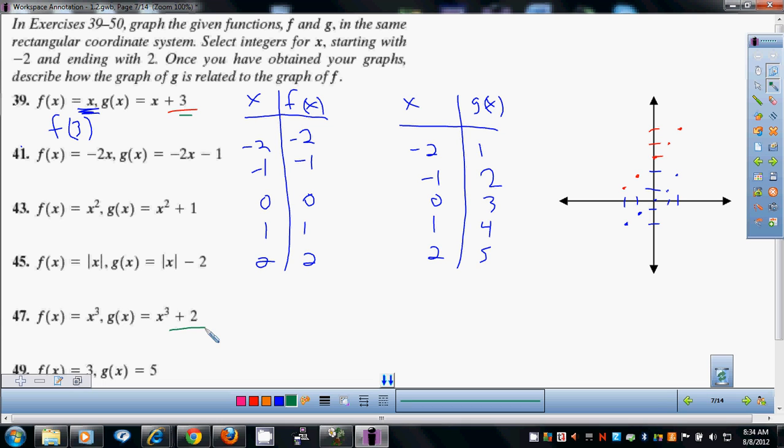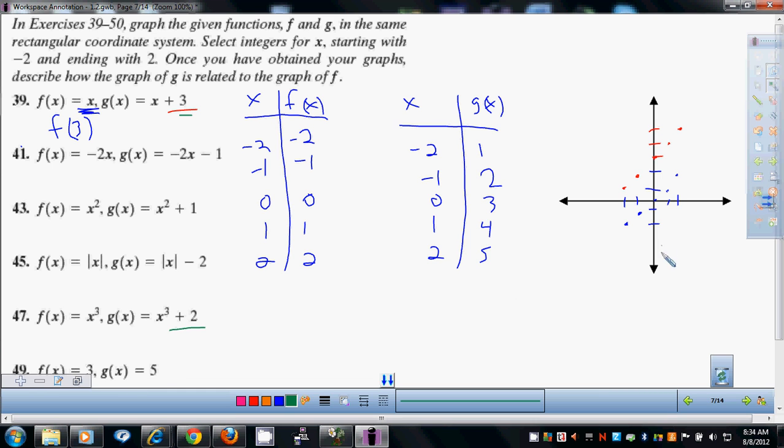Just a guess, what do you think 41 is going to do? Notice, -2x isn't changing. What's the only part that changes? Minus 1. What do you think is going to happen there? It's going to go down 1. What do you think is going to happen on 45? It's going to go down 2. Yeah. Little things you're going to start to pick up on, and that's good.